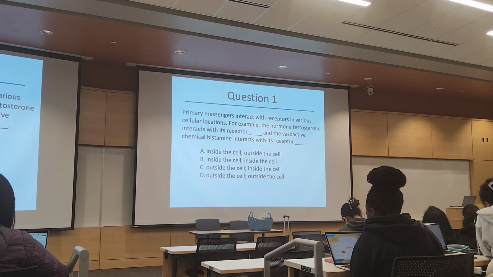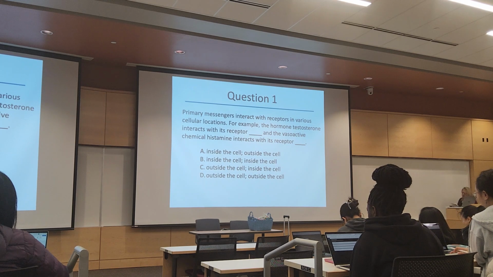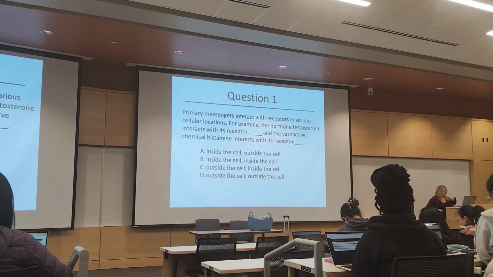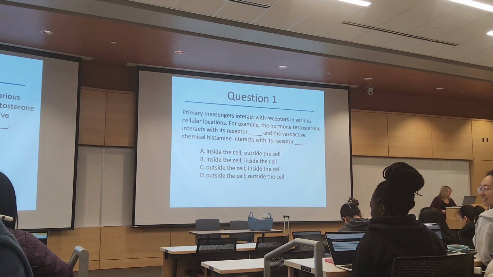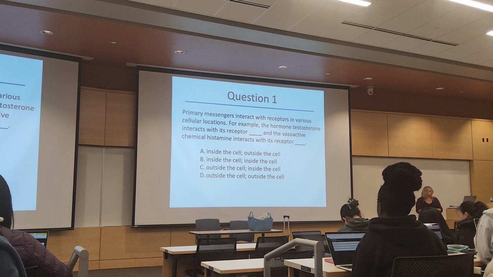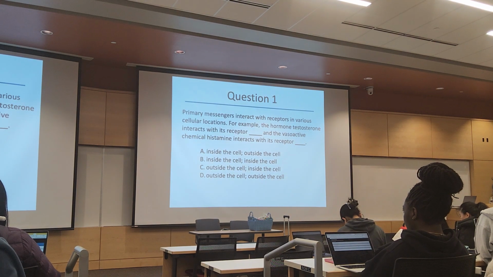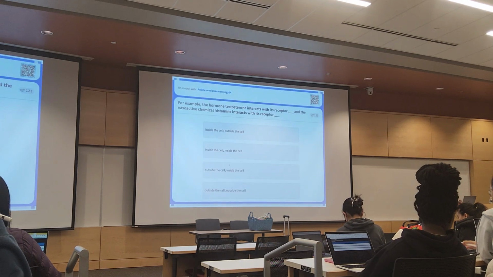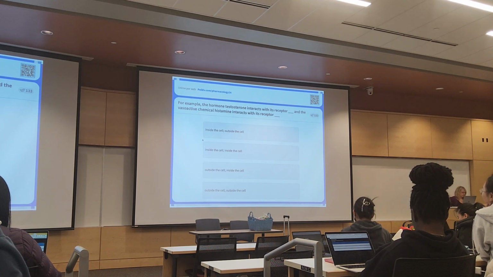Okay, let's go ahead and put the answers in for the first question. The poll is open. The first question was: primary messengers interact with receptors in various cellular locations. For example, the hormone testosterone interacts with its receptor in one spot, and the vasoactive chemical histamine reacts with its receptor either inside or outside the cell. Get a couple more answers in.